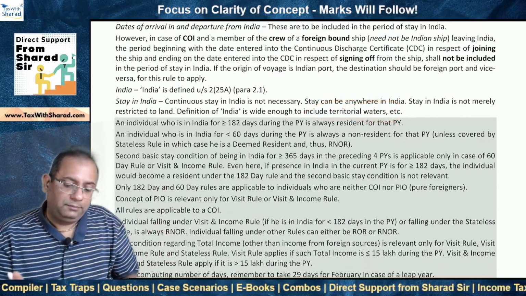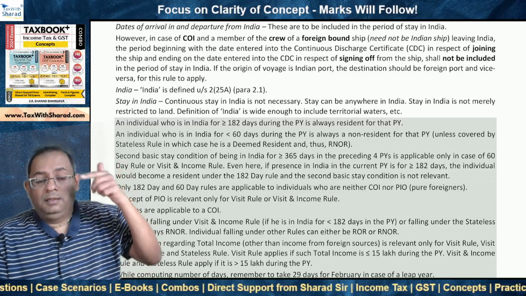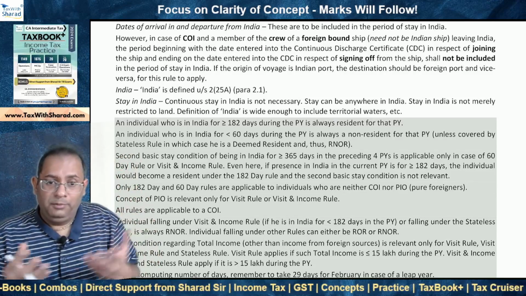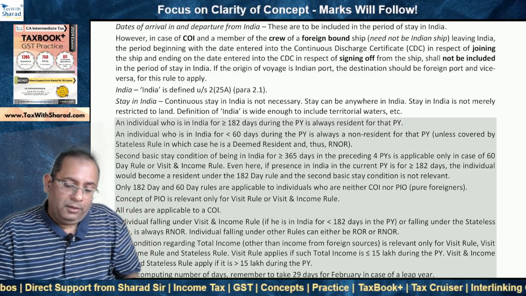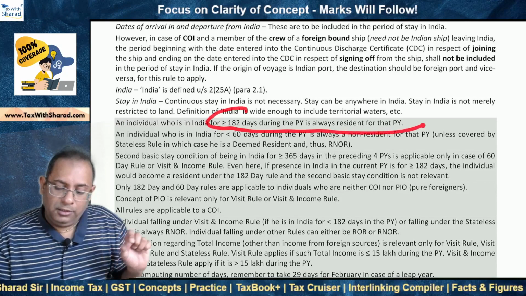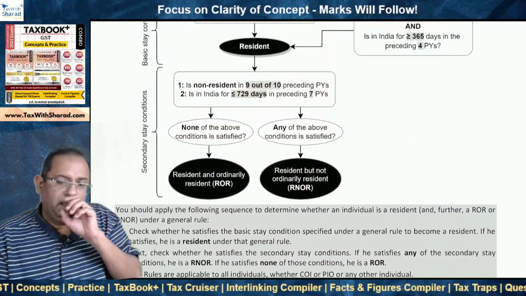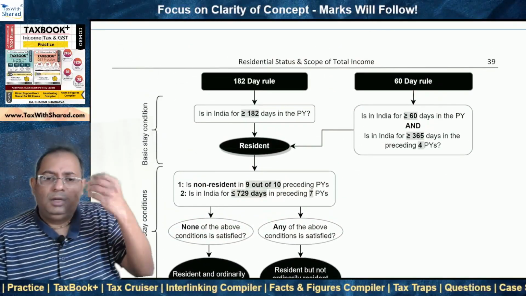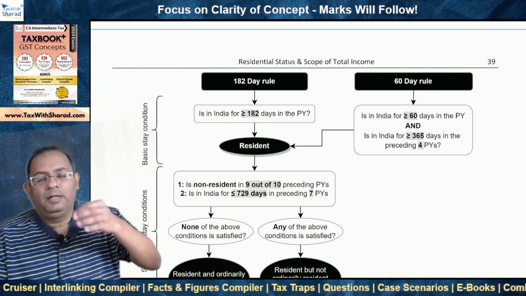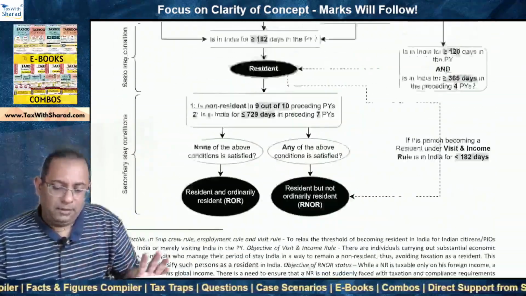Now, certain quick points. Just recollect what we discussed under the special rules, general rules, and stateless rules. There are certain points that will help you consolidate that learning. First, an individual who is in India for 182 days during the previous year is always a resident for that previous year. So, a simple check. The moment you find that the person, whoever that person be, whatever rule it may be, is in India for 182 days or more, the person will straight away become a resident. No need to spend time on anything else.